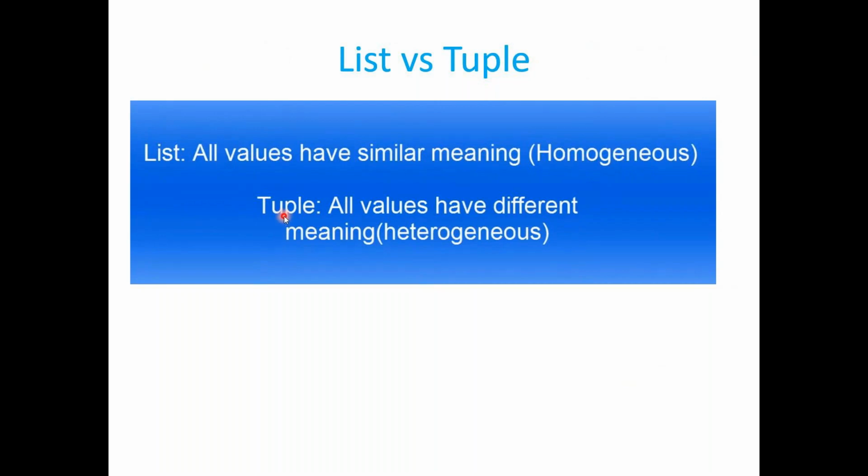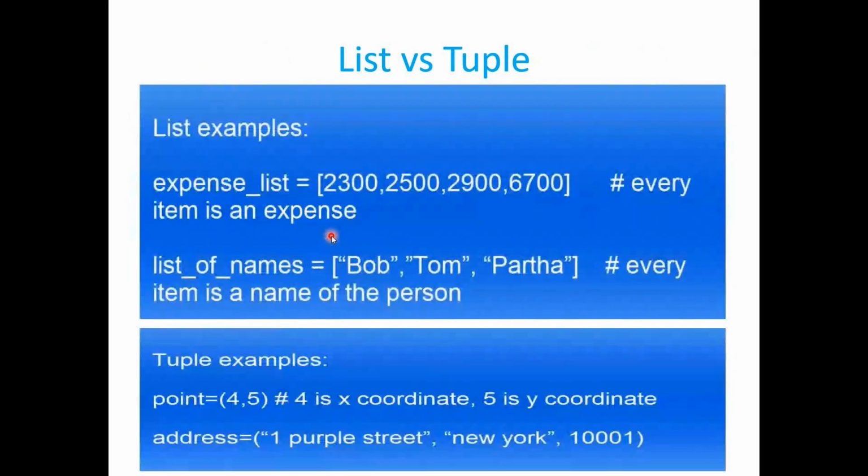Whereas a tuple contains elements of heterogeneous type, that is, all the values have different meanings. So this is the difference between a list and a tuple. Very important again. Now I'll give you some examples to understand it better.